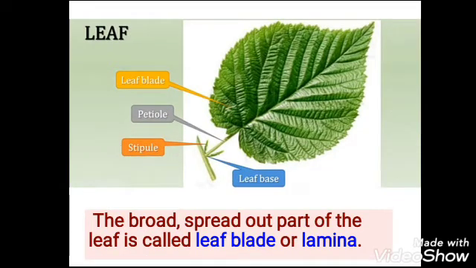Now, the leaf blade. The broad, spread out part of the leaf is called the leaf blade or lamina.